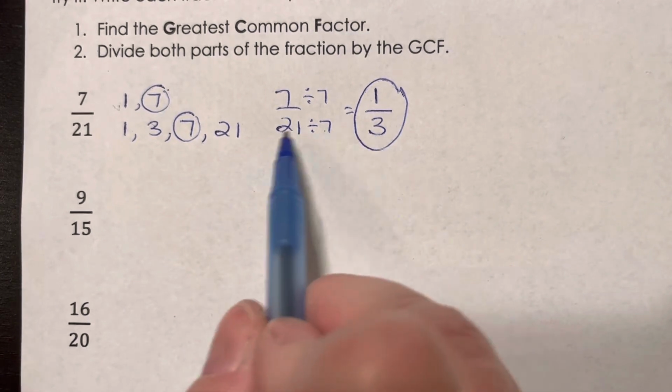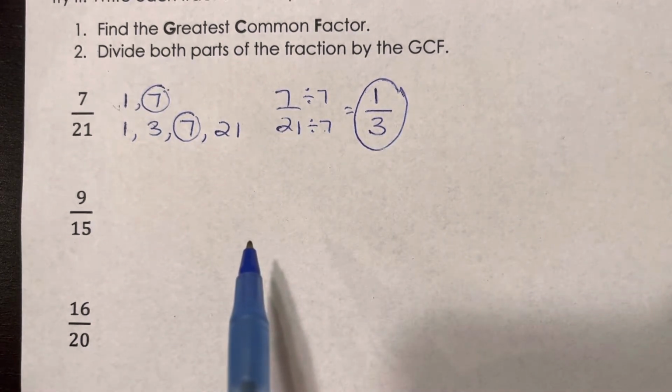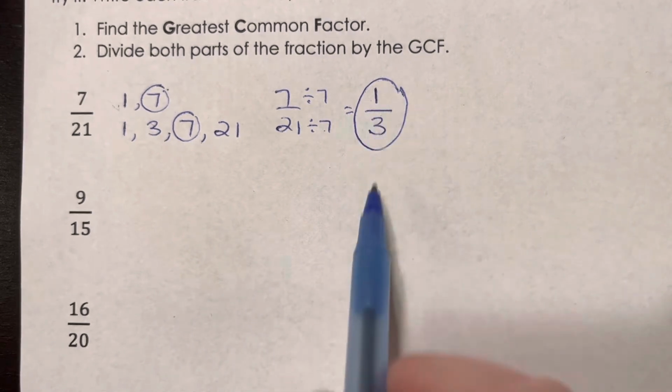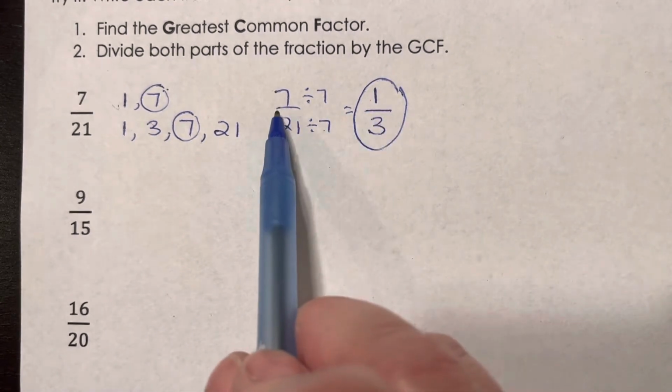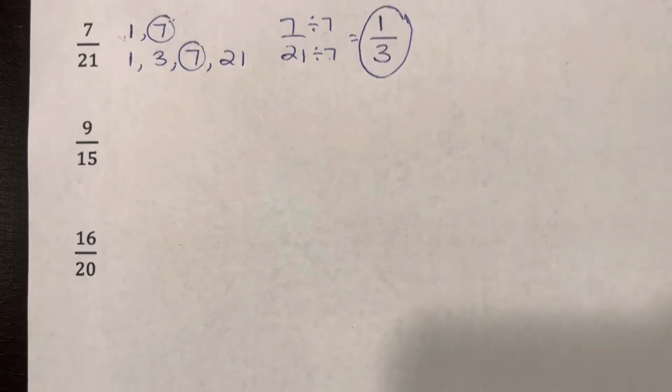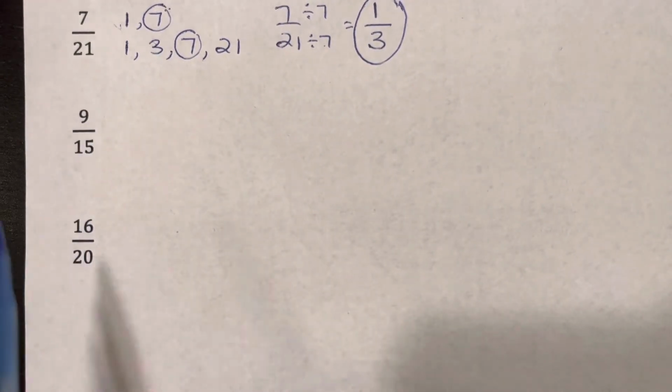Those are equivalent. They take up the same amount of space out of the whole, but 1/3 is cut up into the fewest number of pieces. These pieces will be larger than those, but they take up the same amount of space. All right, let's try it for 9/15.